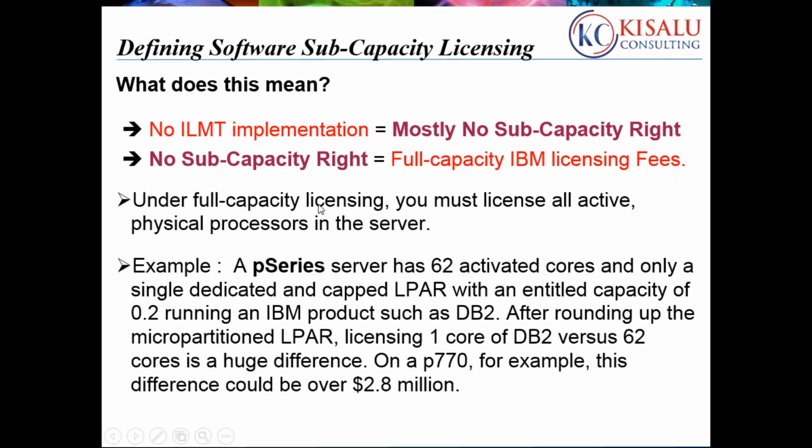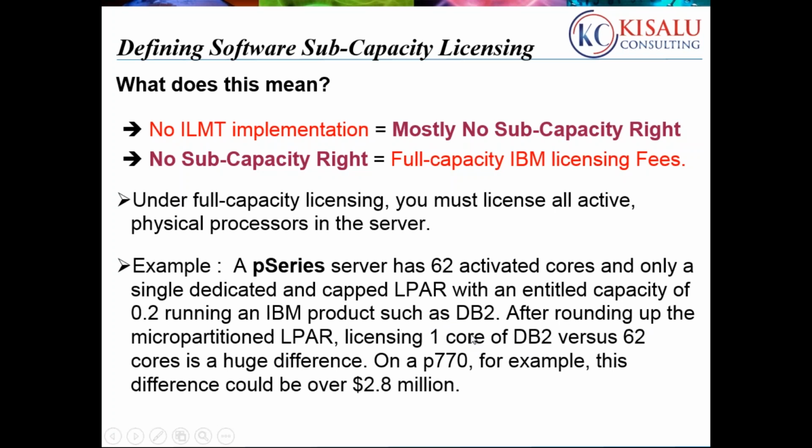And with the full capacity licensing fees, all your active cores will be charged. As an example, if we have a P-series machine which has 62 activated cores, and we only assign one single core to the LPAR where we install an IBM product like DB2, even if that LPAR is running at 0.2 CPU, it will be rounded up to 1 core.